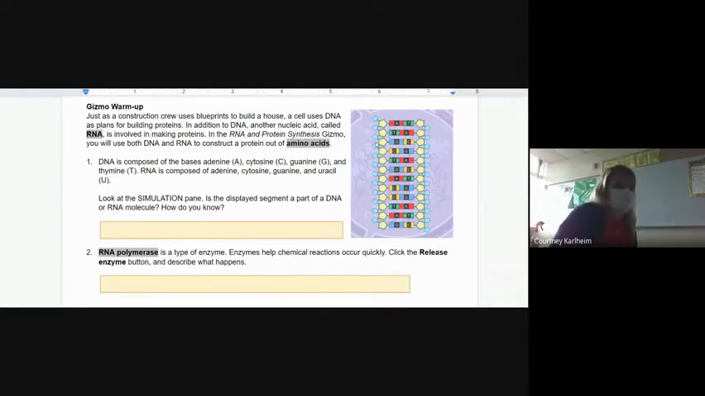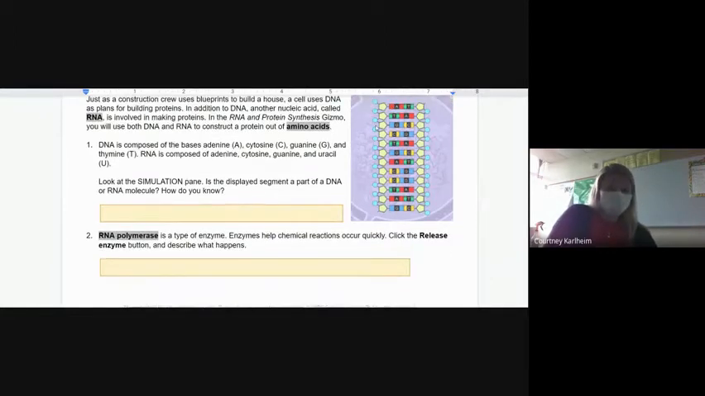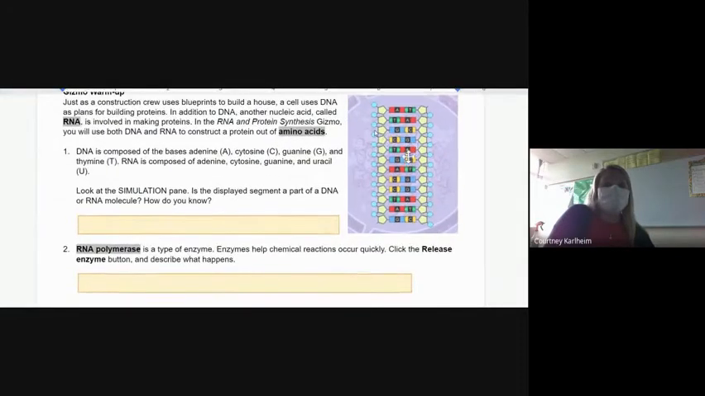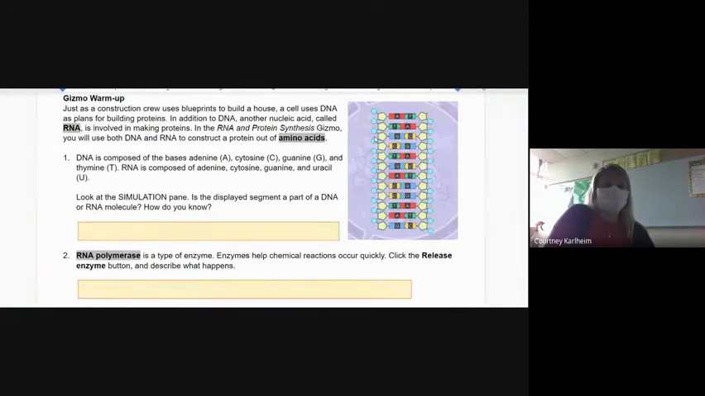DNA is composed of the four bases, A, C, G, and T. RNA has A, C, and G, but then the U gets replaced with T, which we just reviewed. So when I open the simulation, you're going to look at the simulation pane right here. Is the displayed segment part of a DNA or RNA molecule? So if you look right here, is this DNA or is that RNA? Just based on its letters. If we have A, T, C, and G, because there are T bases, not U bases.